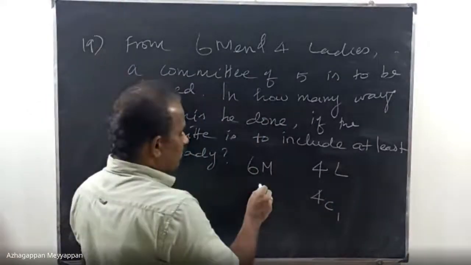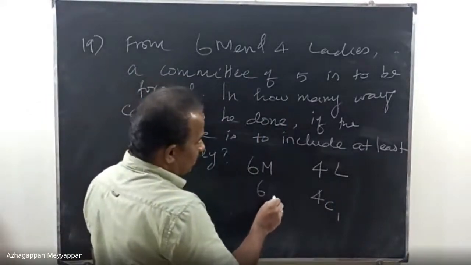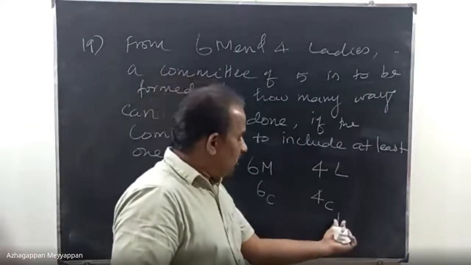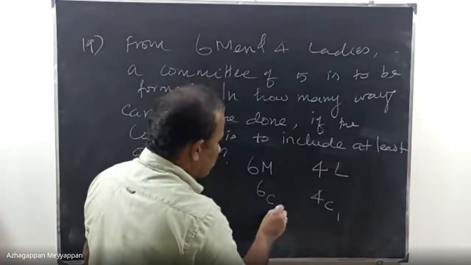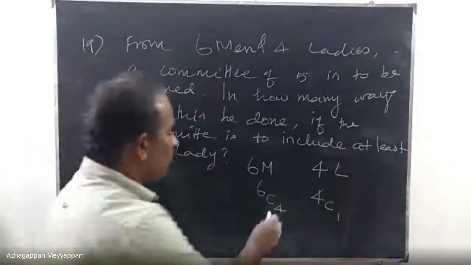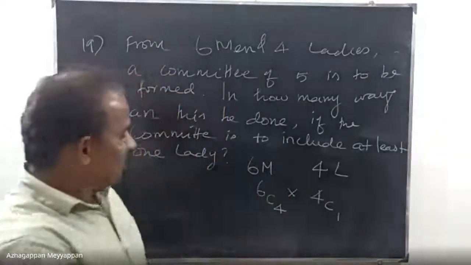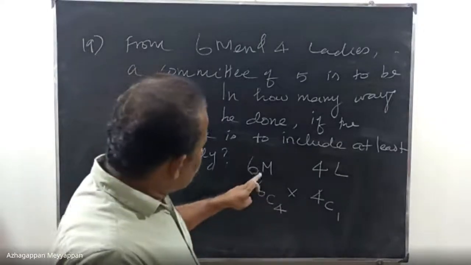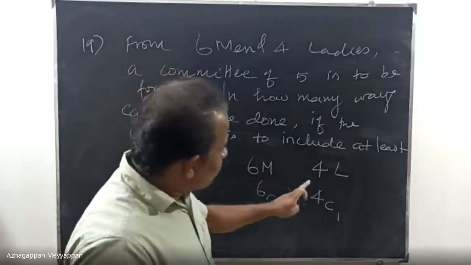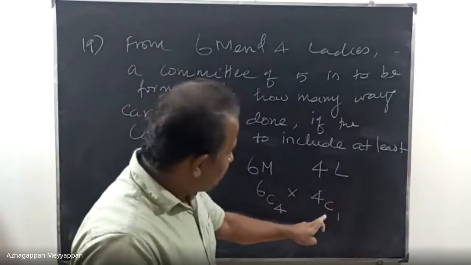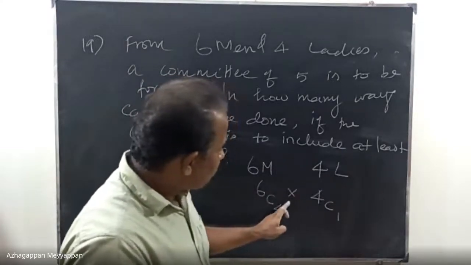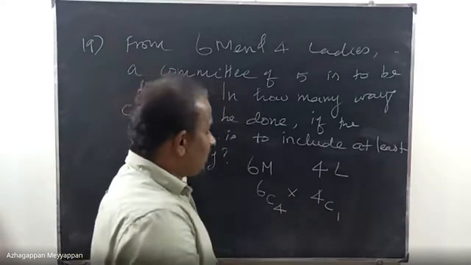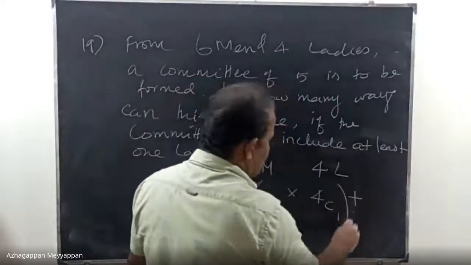So remaining, out of 6 men, we have to take members so that there are 5 members in the committee. This is one of the ways. This is the committee: 4 members from men and 1 member from lady. And means intersection, so this is one kind of committee. Plus.